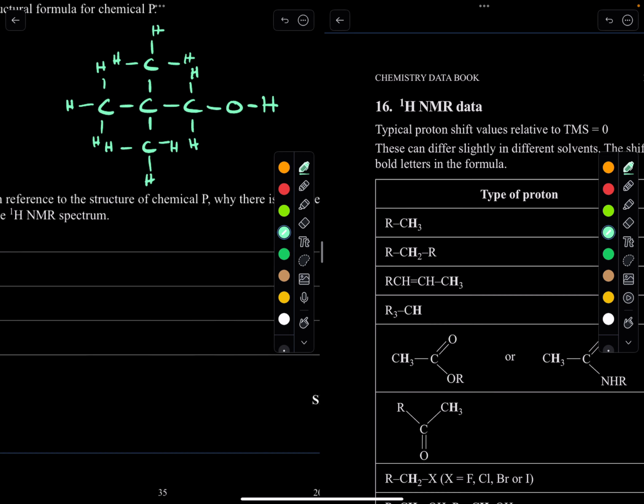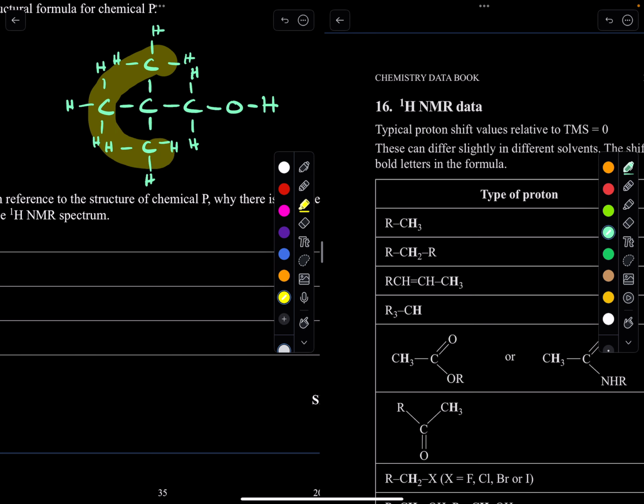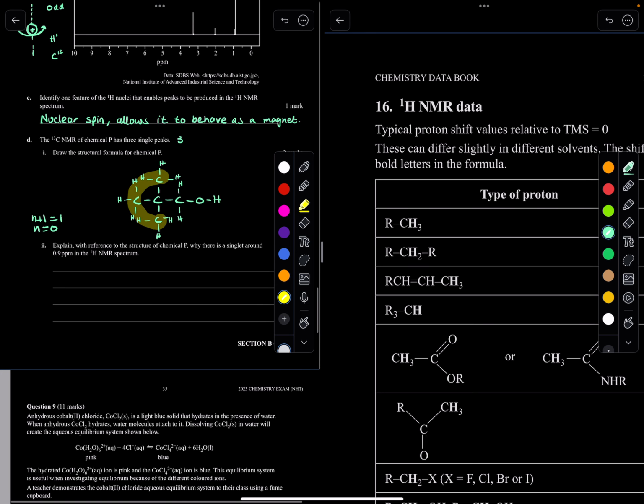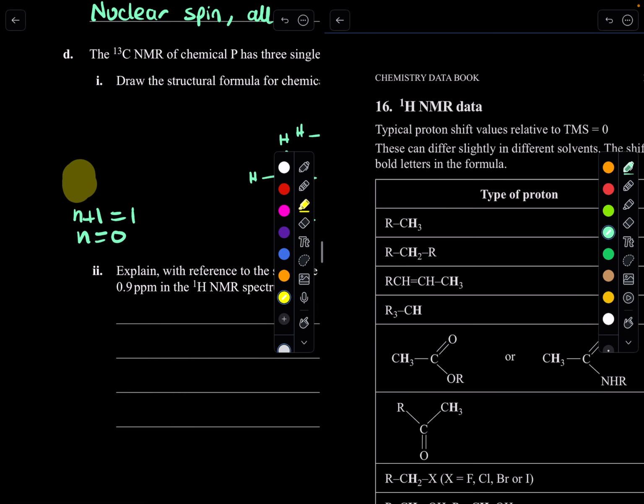And which one has an RCH3 group? It's only these ones. So these ones created that peak, and the carbon adjacent to it had no hydrogen. So that explains it, it's an RCH3. So let's write that down here. I don't want to forget it.